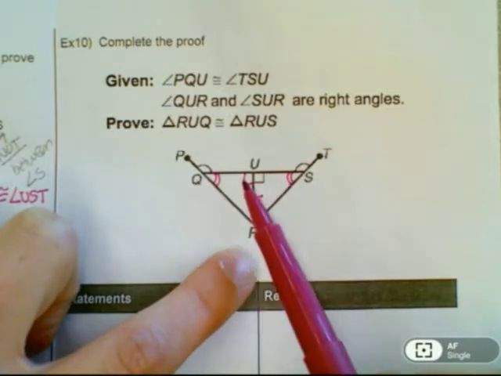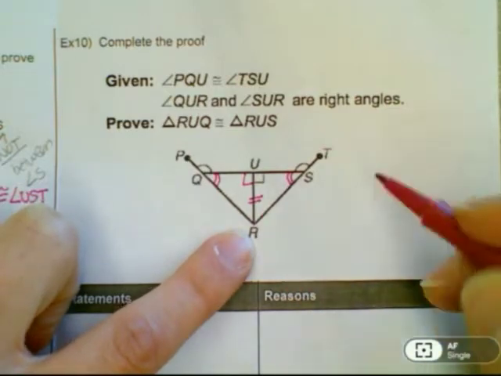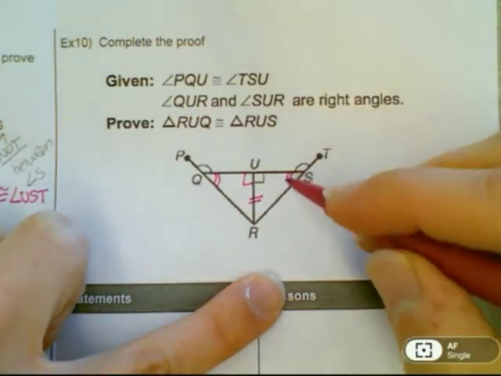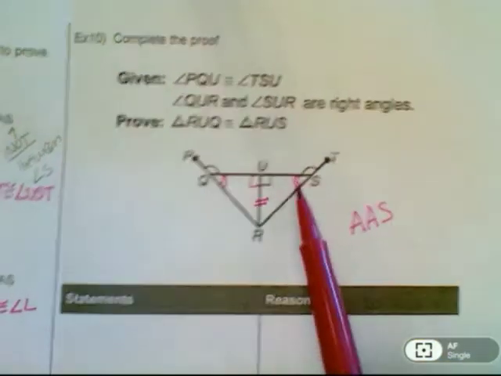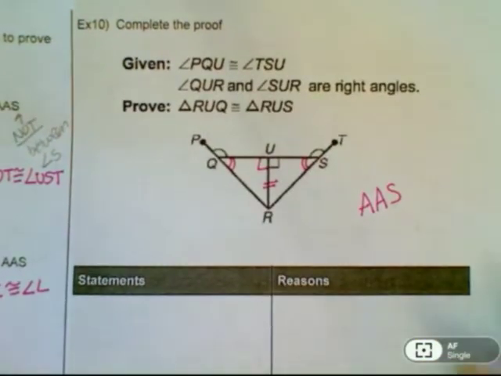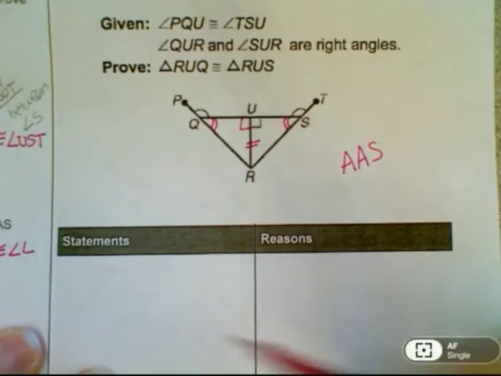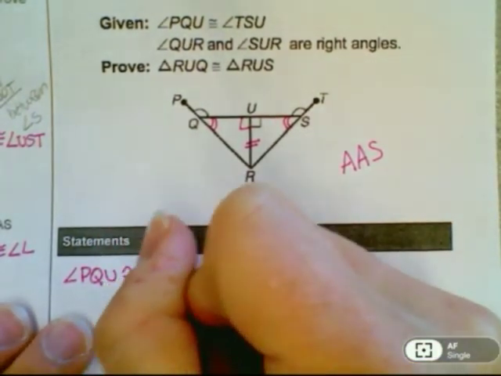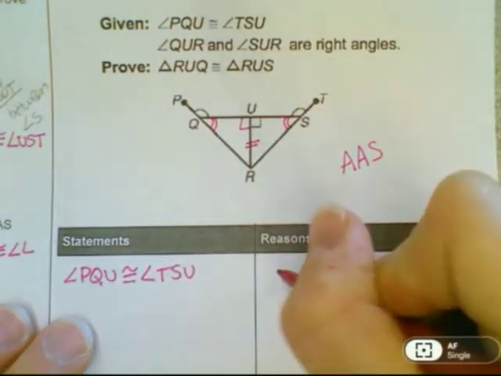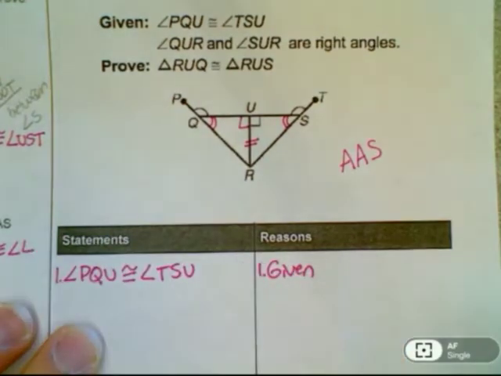And so I do have two angle pairs and a side. This is the non-included side. And so I already know that my final reason here is going to be angle, angle, side. And now it's just a matter of having to prove it. And some of this stuff is pretty straightforward. We're going to start by writing down what's given. Angle PQU is congruent to angle TSU, and I know that because it's given. So that's statement one.